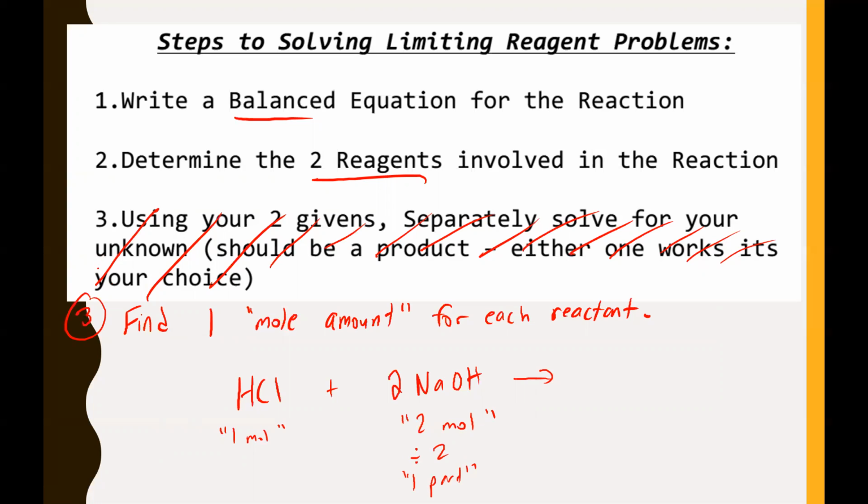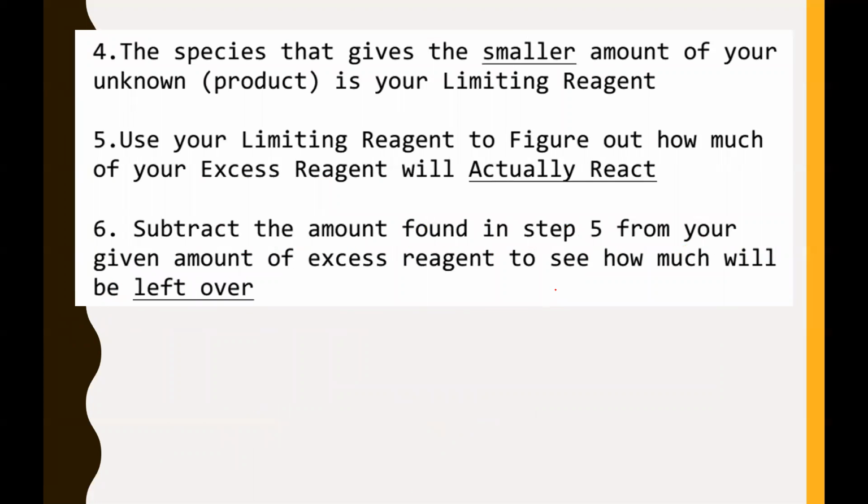What they were saying in step 3 before was they actually wanted you to solve 2 different problems and find the amount of product that you were looking for in each of these problems. Step 3, as they have written it, is literally 5 times as much work as what I'm going to tell you to do. So just say find 1 mole amount for each reactant. Anyway, step 4, there's only one word we have to change here to make it work with what step 3 said. The species that gives the smaller amount of your, instead of the product, you're just saying the reactant.